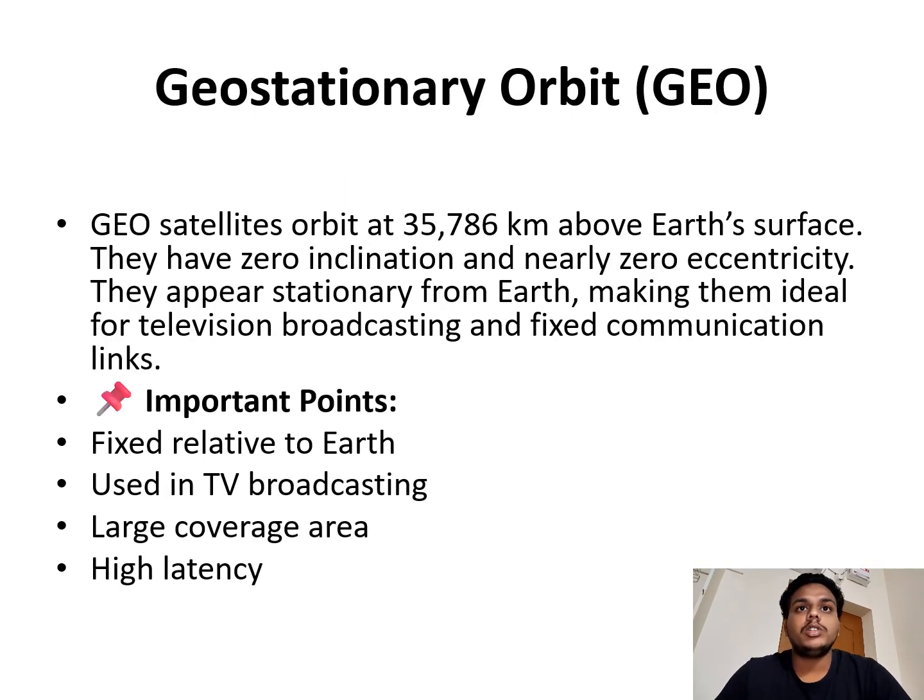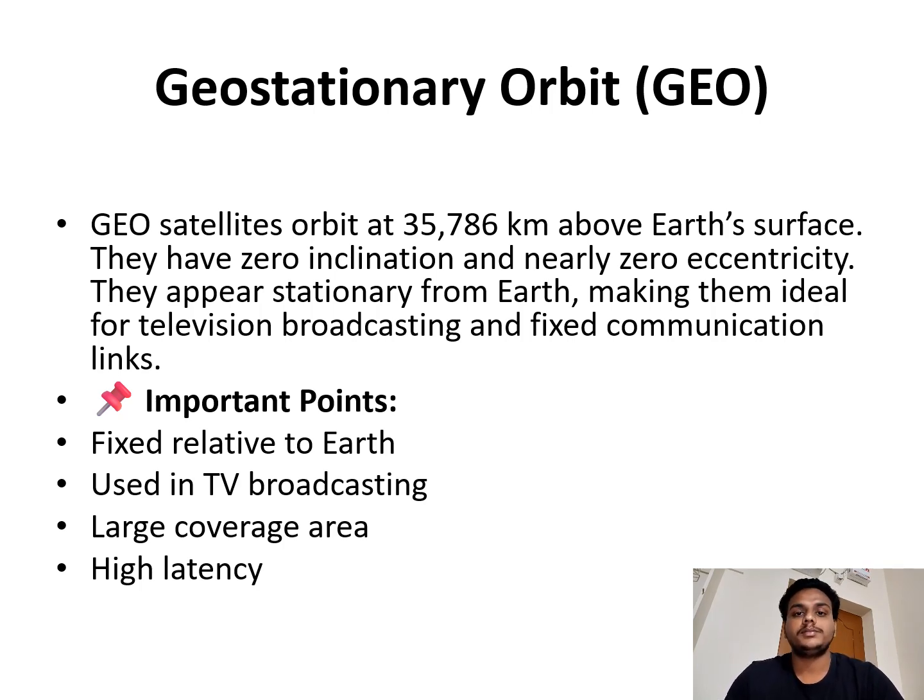First, when we talk about the geostationary orbit, satellites orbit at approximately 35,786 kilometers above the Earth's surface. They have zero inclination and nearly zero eccentricity. They appear stationary from the Earth, making them ideal for television broadcasting and fixed communication. It is fixed relative to Earth, used in TV broadcasting. It has a very large coverage area and it has very high latency. All these are the main points of the geostationary orbit.